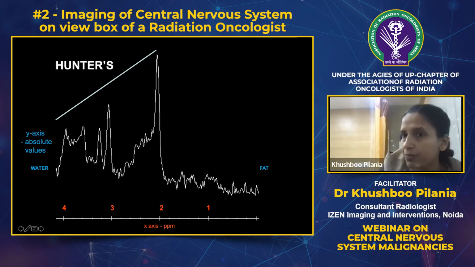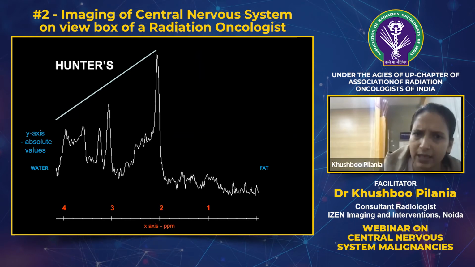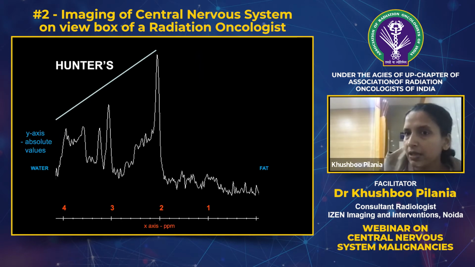Whenever this slope changes, we are dealing with a lesion. Whenever we are dealing with any lesion and the slope changes significantly, that means we are dealing with a lesion which is altering the metabolites within the brain parenchyma. So it is an extrinsic lesion, a lesion which has come from outside. If it is something within the brain, there will be a dip in all the metabolites in a proportionate manner.